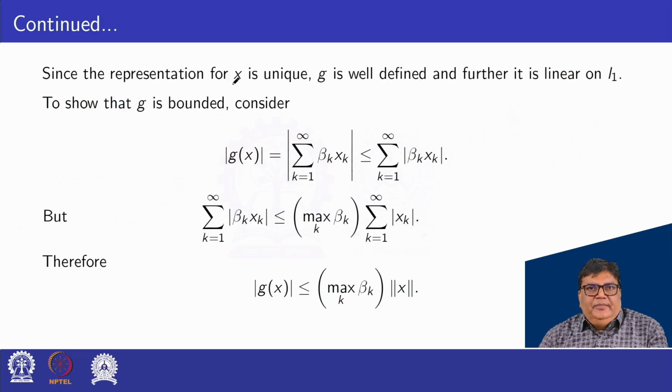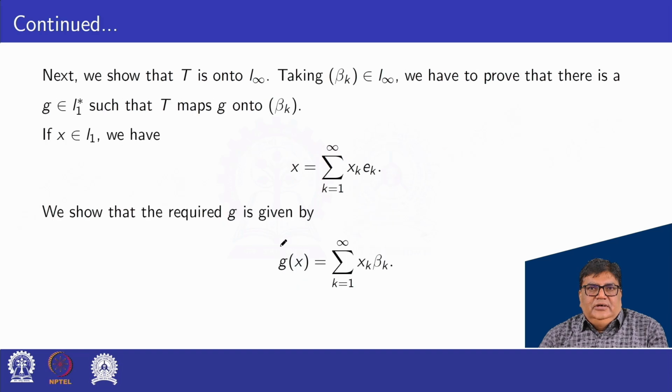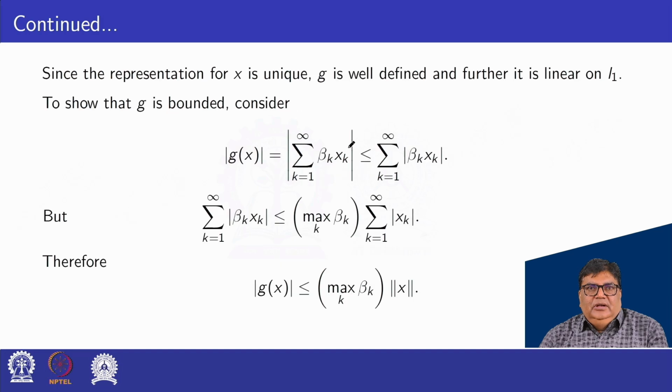Since the representation of x is unique, G is well defined, and further it is linear on L1. To show that G is bounded, consider |Gx| = |summation k = 1 to infinity xk βk|, which is less than or equal to summation k = 1 to infinity |βk xk|. If we expand this, it is |β1 x1| + |β2 x2| + and so on, |βk xk| plus and so on, up to infinity.